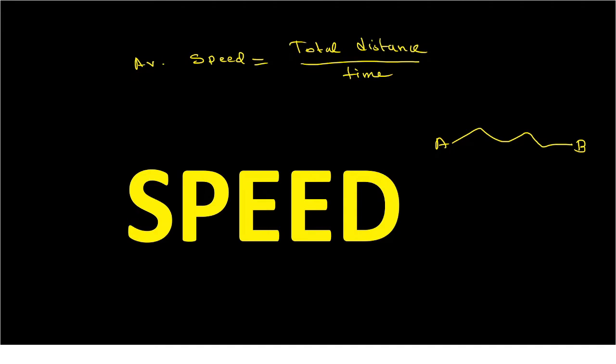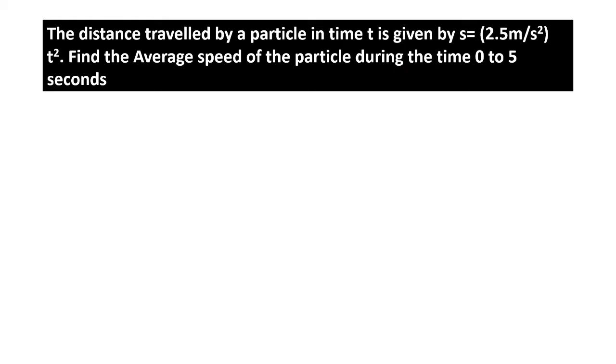When I'm going to solve the question, you have to know what the average speed is. Average speed is total distance with respect to the time, how much time it has taken to move from point A to B or to cover the distance. So total distance by total time is called average speed. Here we have the first question. Just look at the first question.